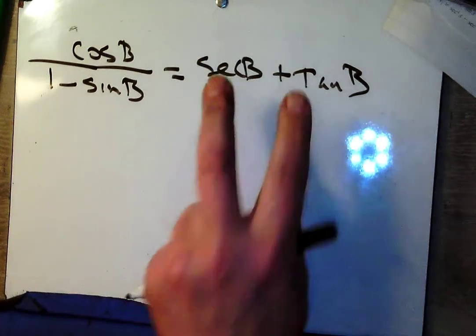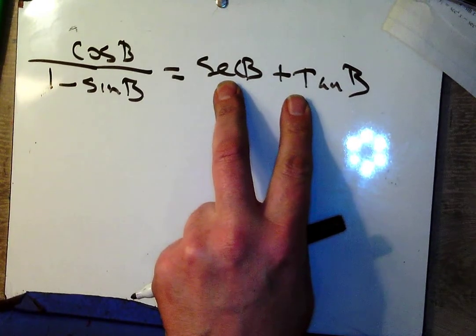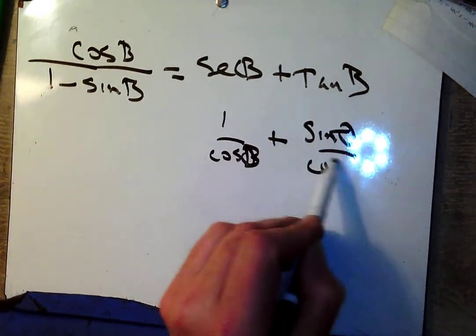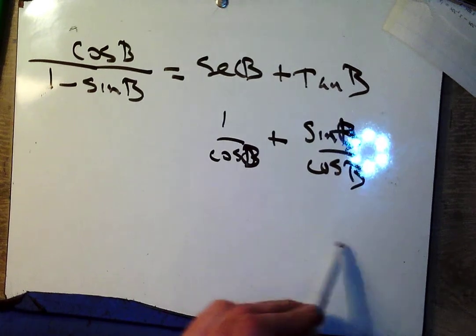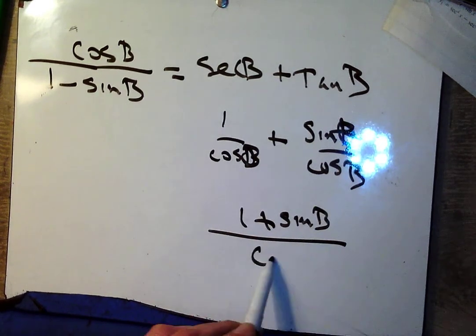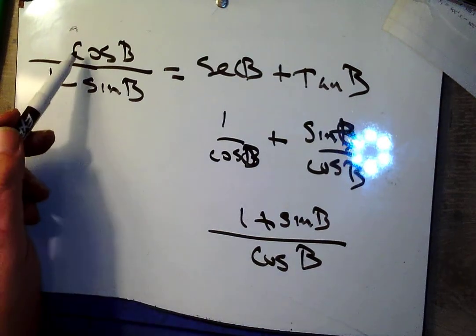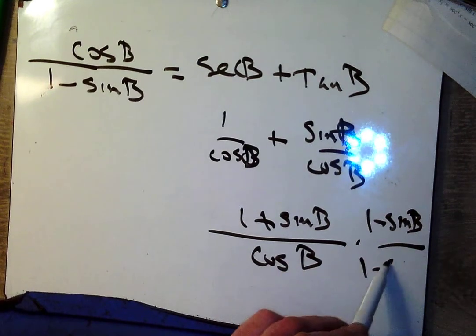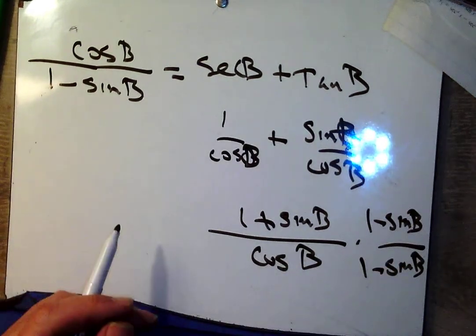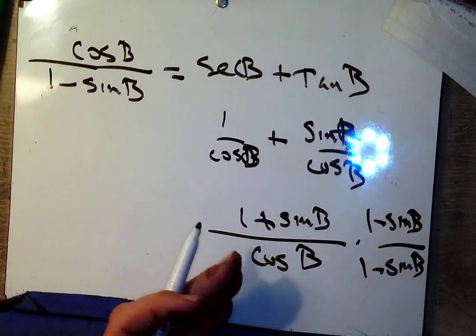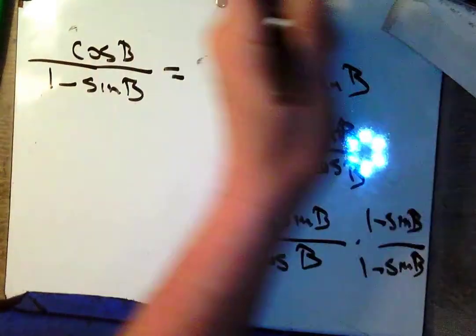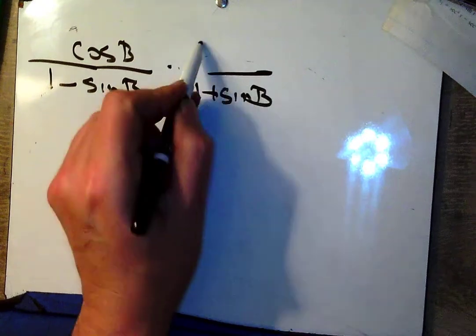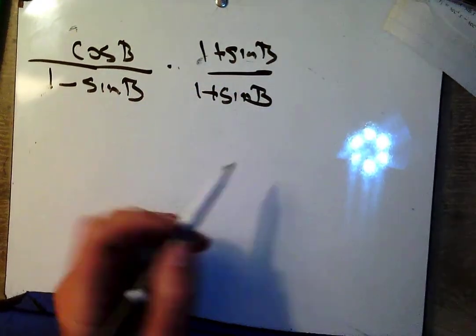Okay, so at this point, some students want to work this side and turn this into 1 over cosine plus sine over cosine. And so then they have 1 plus sine over cosine. But we want the cosine on the top and the 1 minus sine on the bottom. I'm going to use the conjugate. Okay, so here's the thing. I'm going to use the conjugate and I'm going to finish the problem. But if over here we just started with the conjugate, that might have been easy.